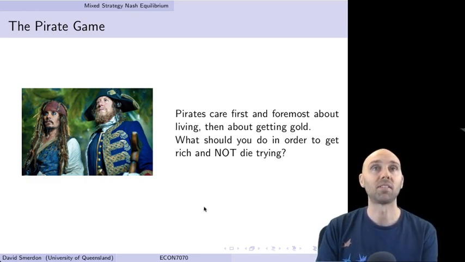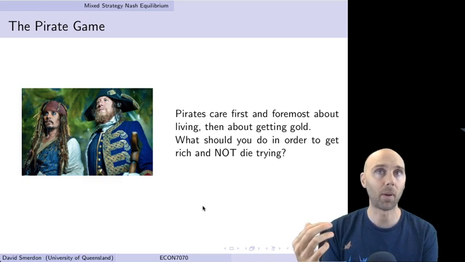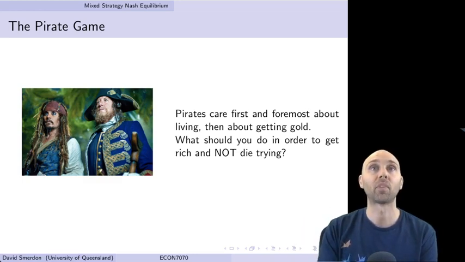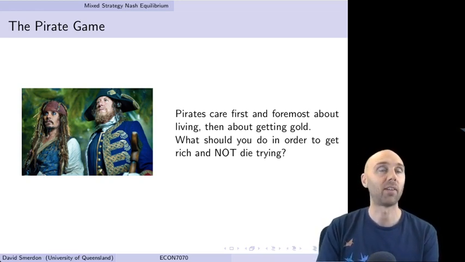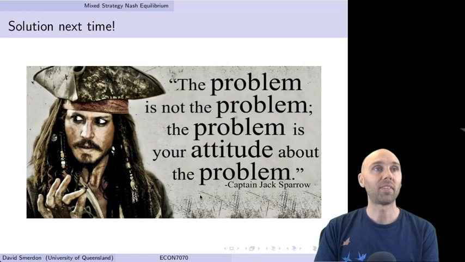So the question is, you're the first, it's your turn as the first highest member of the leadership team of the pirates to make your proposal. What should you do in order to get rich and not die trying? In other words, how can you stay alive and maximize your gold? Have a think about this. It's a fun problem, but it's an interesting problem, I think, and we'll discuss the solution next time. See you later.